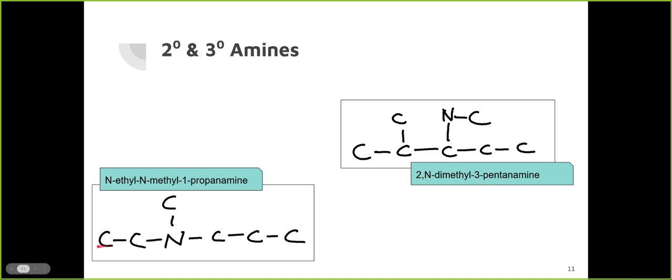And then here is an example where our longest chain is 3 carbons, so that's propanamine. It's 1 because this nitrogen is attached to that first carbon. And then we've got an ethyl group and a methyl group. So this becomes N-ethyl, N-methyl 1-propanamine.